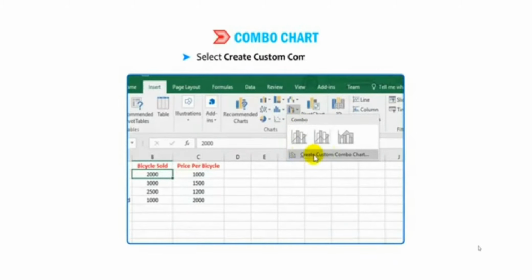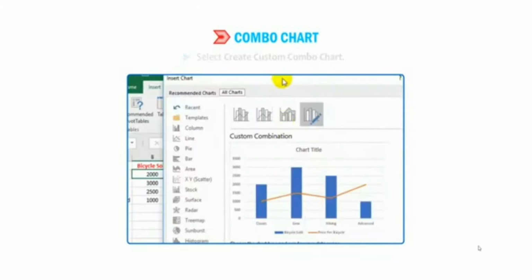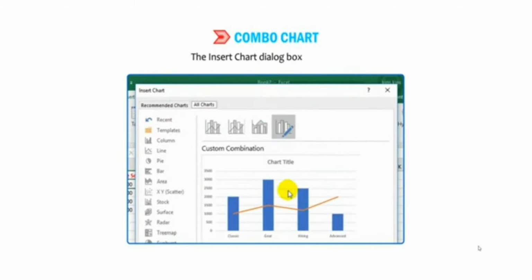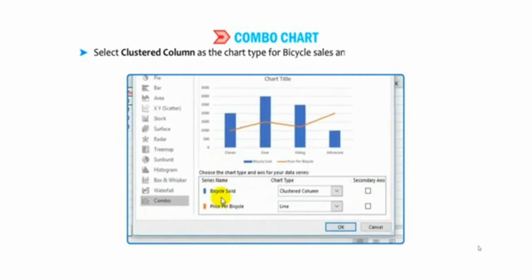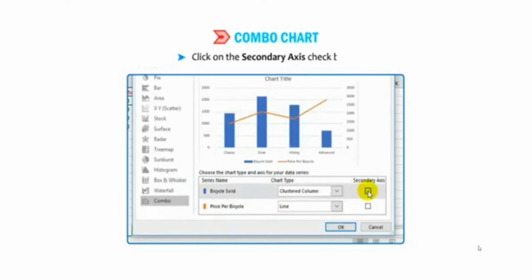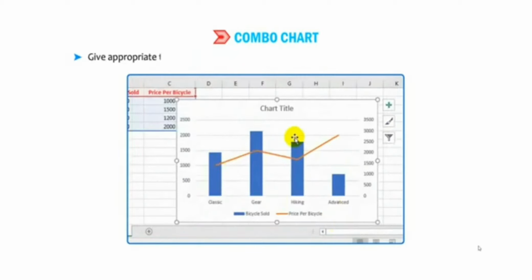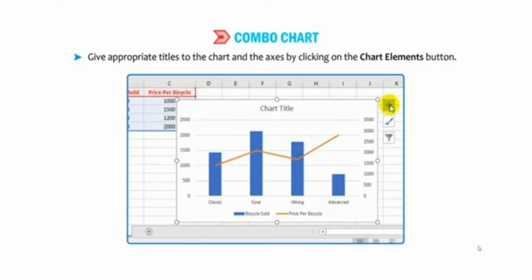Select Create Custom Combo Chart. The Insert Chart dialog box appears. Select Clustered Column as a chart type for bicycle sales and Line Chart for the price per bicycle column. Click on the Secondary Axis checkbox. Now click OK to insert the chart. Give appropriate titles to the chart and the axis by clicking on the Chart Elements button.